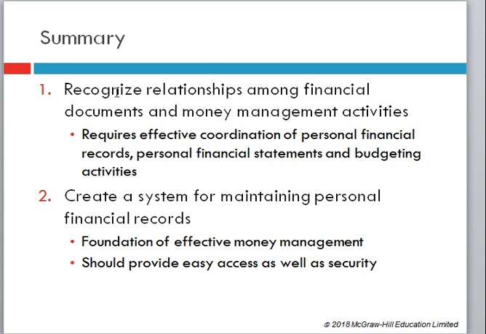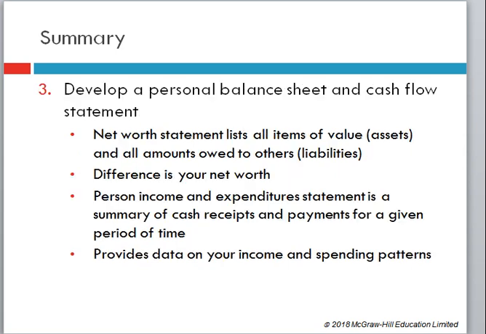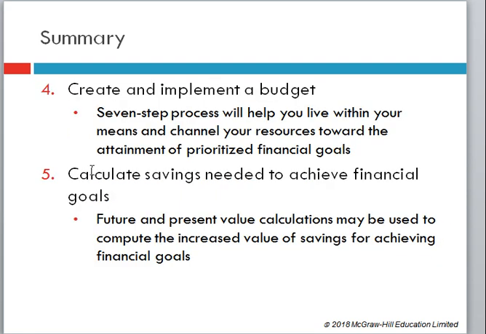So, summary: recognize the relationship among financial documents and money management activities. Create a system for maintaining personal and financial records. Develop a personal balance sheet and cash flow statements. Create and implement a budget. Calculate savings needed to achieve financial goals. This is all we have covered in this chapter.